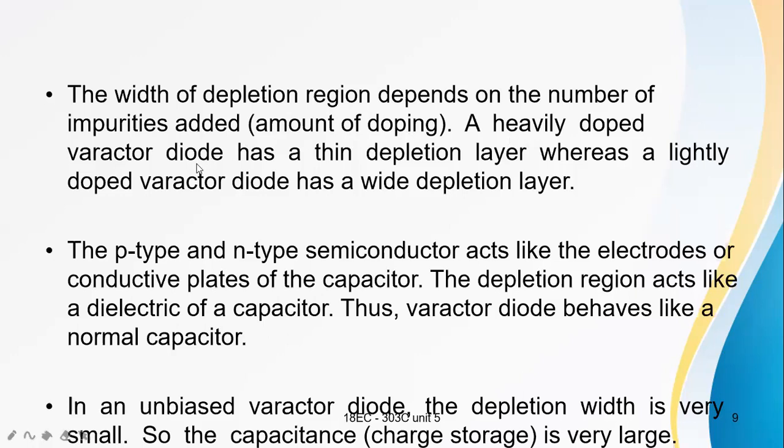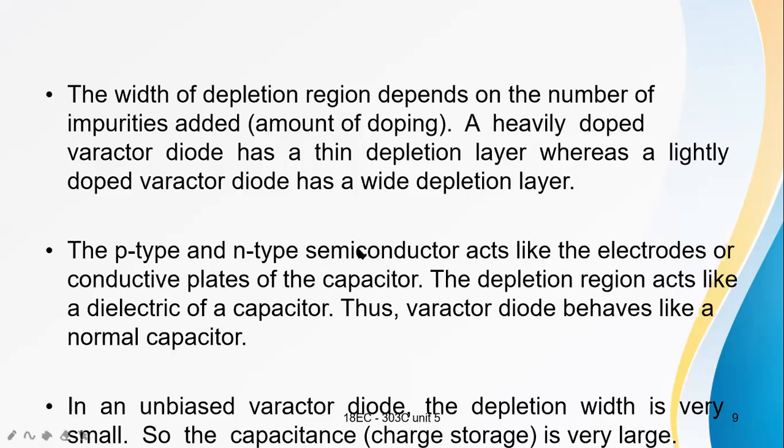The width of this depletion region depends on the amount of doping. A heavily doped varactor diode has a thin depletion layer, whereas a lightly doped varactor diode has a wide depletion layer. The p-type and n-type semiconductors act like the electrodes or conductive plates of the capacitor.